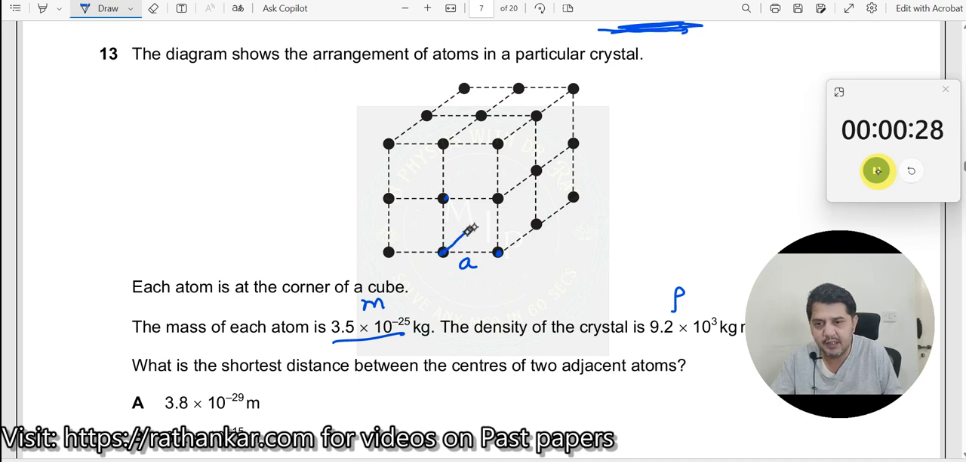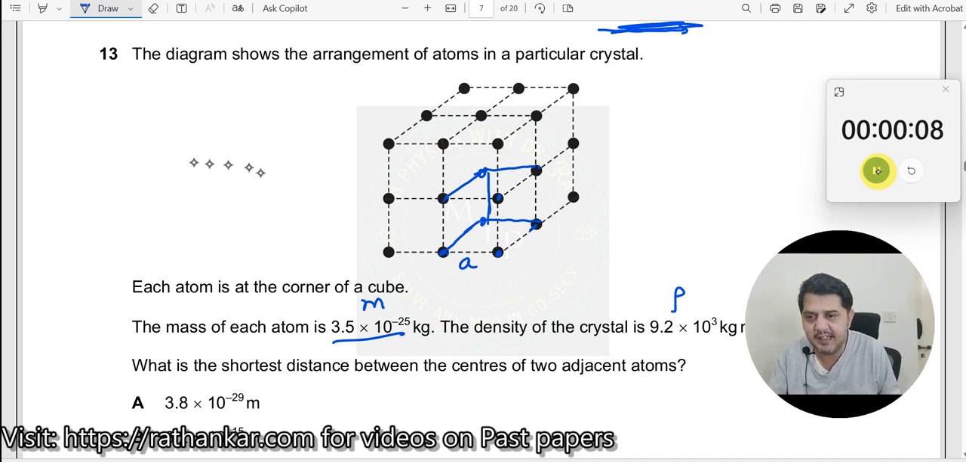If I construct a cube here, the cube will look like this. At the center, there will be one, and it will be like this over here. So you will be having this as a cube. And they will say, how many atoms do you have? 1, 2, 3, 4, 5, 6, 7, and 8. There will be 8 atoms in one cube.